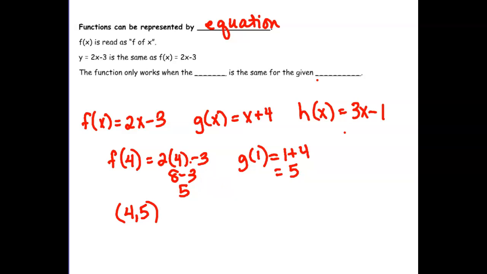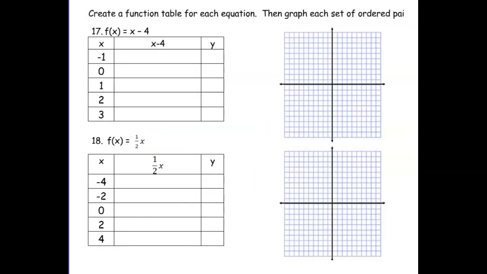But remember, notice the function only works when the output is the same for the given input. So if I'm looking at a function table for each of these, notice here we have f of x is equal to x minus 4. So that's our rule right here that we have in the middle. The x values are our inputs and our y values are our outputs. So I'm going to take that x value, -1, and plug it in for my x. -1 minus 4 is actually equal to -5.